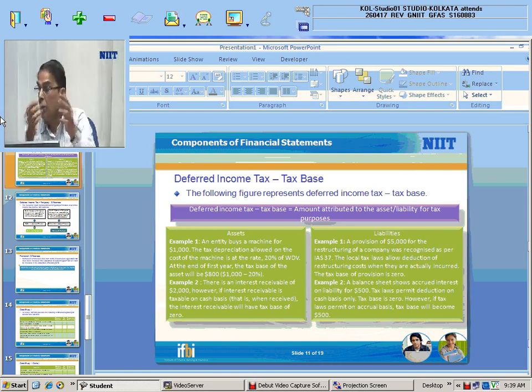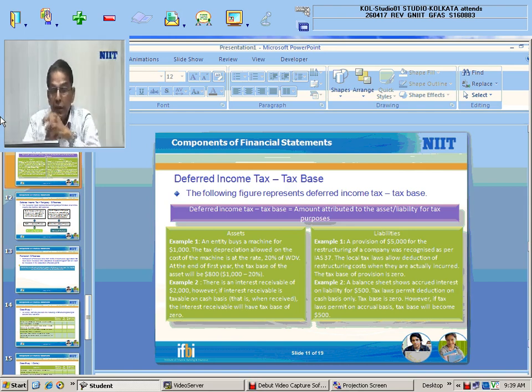But since tax law only allows that interest receivable should be taxable on cash basis, the tax base of the interest receivable will be 0, but the carrying value of the interest receivable in the balance sheet is 2000. So the temporary difference is 2000.